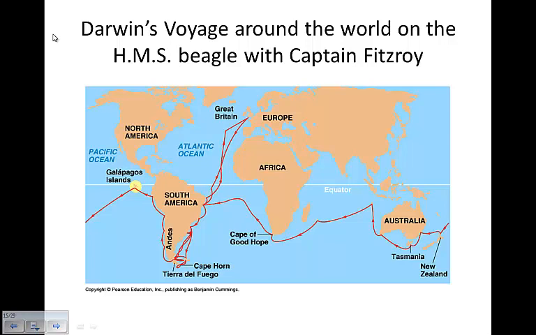You should look up, what does HMS Beagle stand for? What's HMS stand for? And write that on your paper. At this time, all the ships were required to have a naturalist on board in case a new species was found, and Darwin happened to be a naturalist.